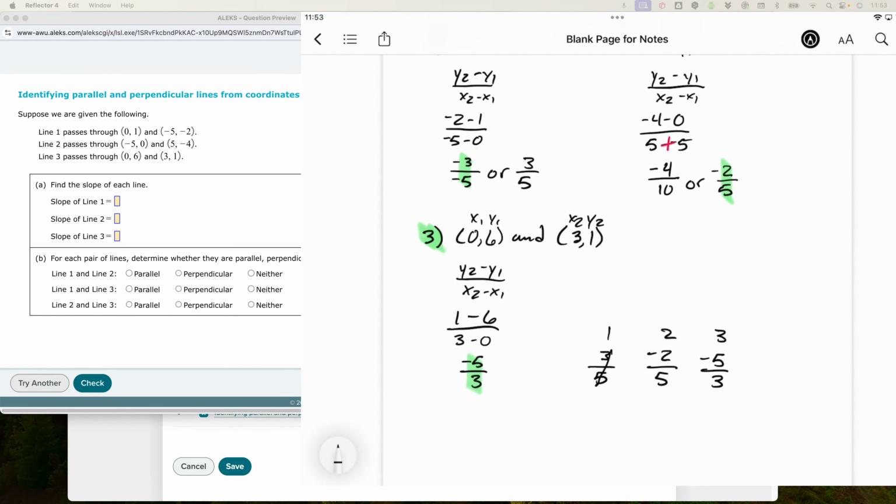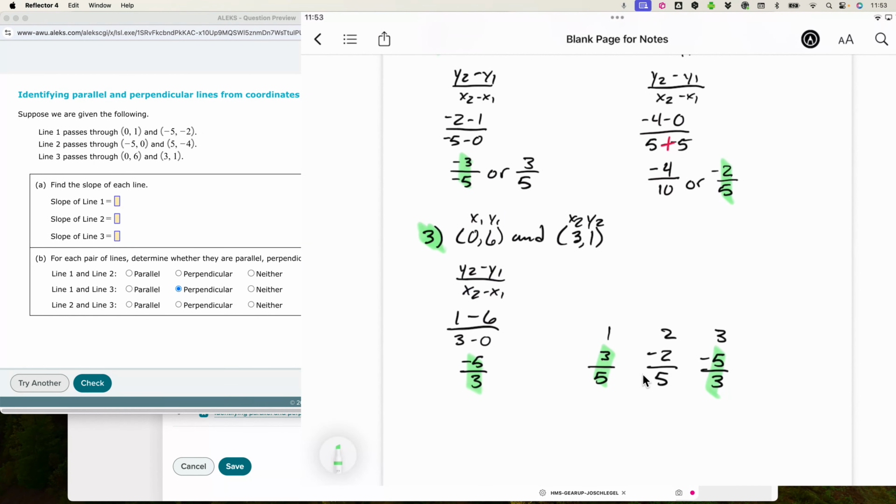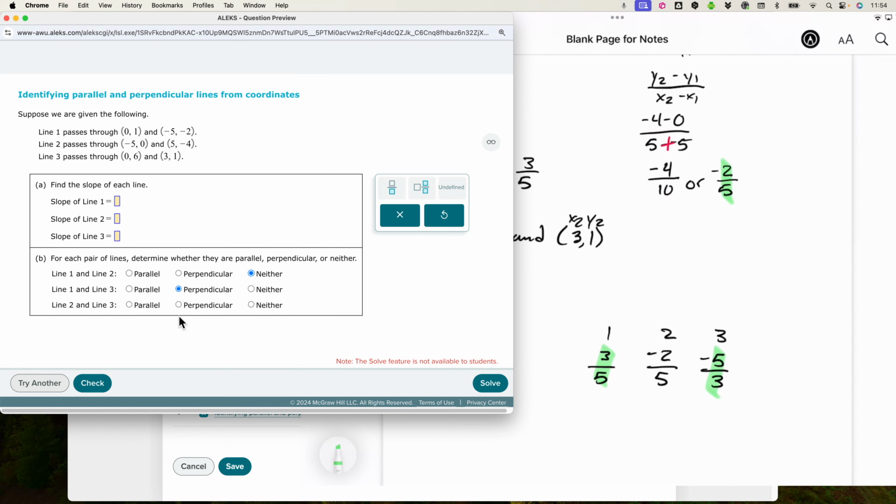I see 3/5 and -5/3 are opposite reciprocals of each other. That means line 1 and line 3 are perpendicular. So I'm going to go to line 1 and line 3 and say perpendicular. Then when I look at line 1 and line 2, there's nothing going on there. They are not the same, and they are not opposite reciprocals, so I'm going to say neither. Line 2 and 3, also they are not the same, and they are not opposite reciprocals, so I'm going to say neither.